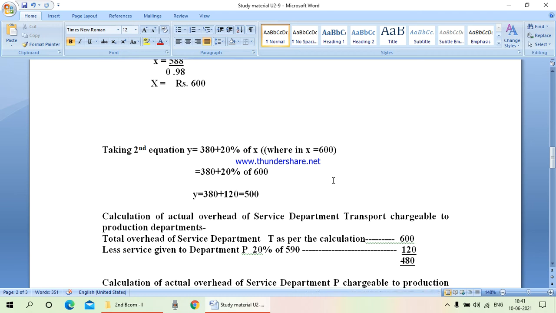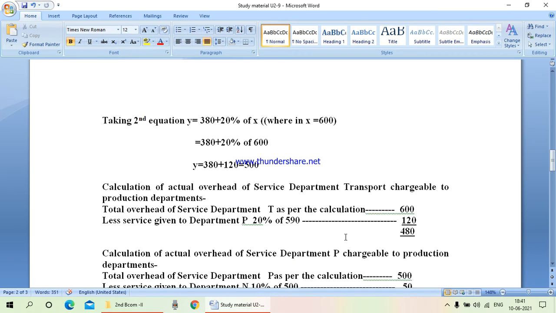So we got the values of X and Y, but we have not deducted the service given to other department. We have only added the services received from other department, but we have not deducted the service given to other department. So for that, this calculation is necessary. Calculation of actual overhead of service department transport chargeable to production department.